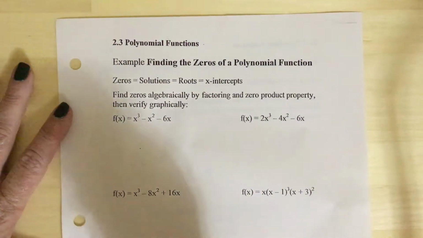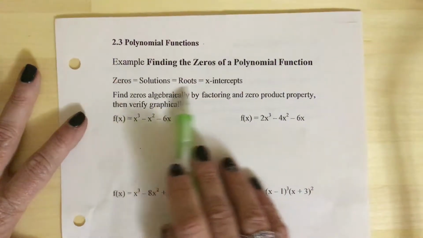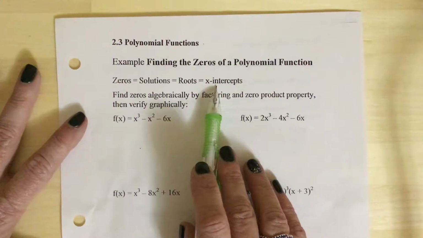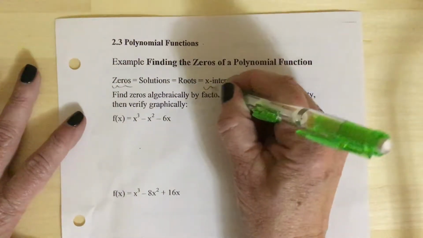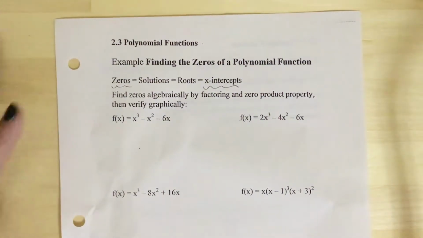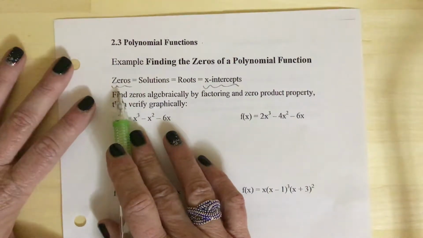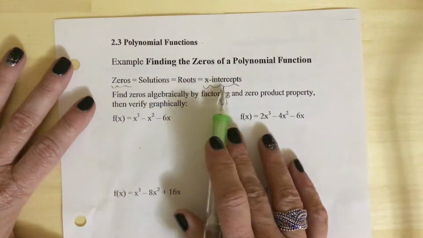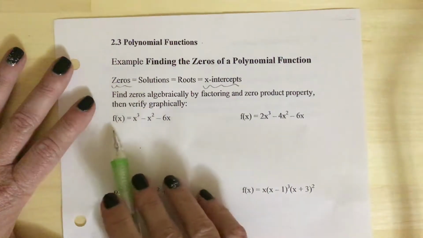So the first thing we're going to realize is that zeros, solutions, roots, and x-intercepts, all four of those words mean the exact same thing. We're going to be focusing in on the word zero and on x-intercept tonight actually, because I'm videoing at night. And because we need to know what the x-intercepts are in order to graph our function.